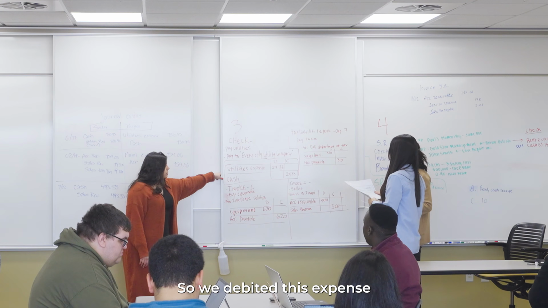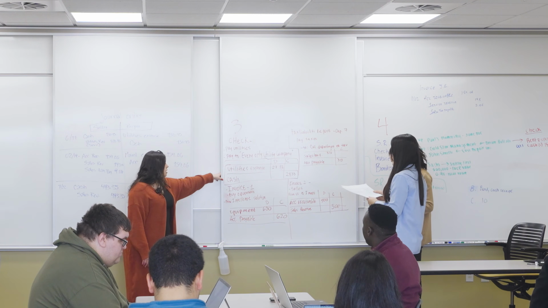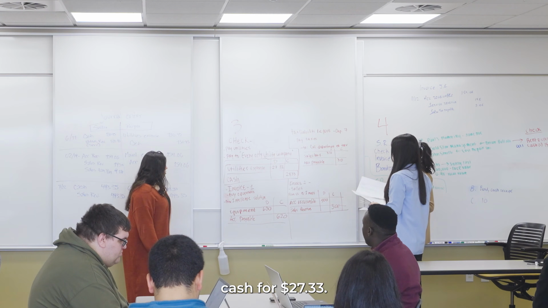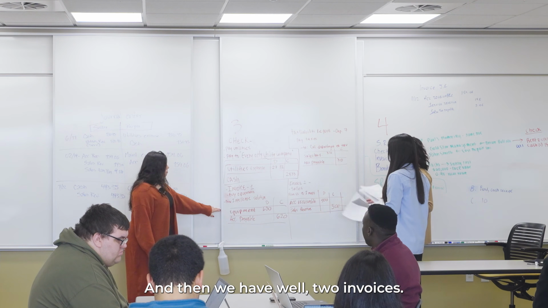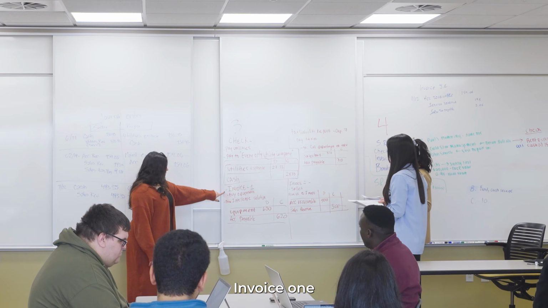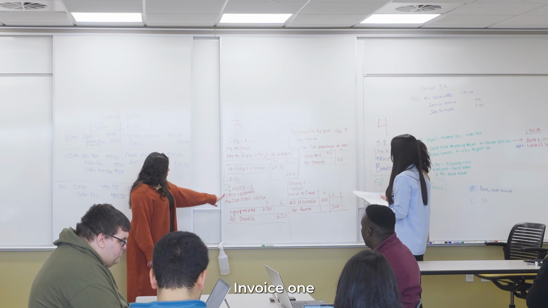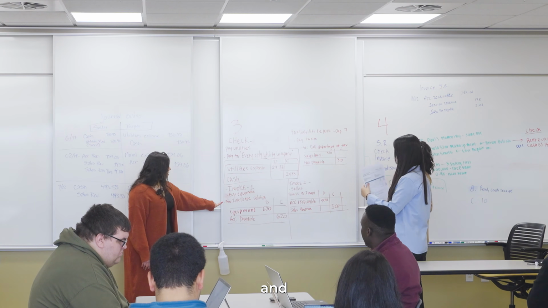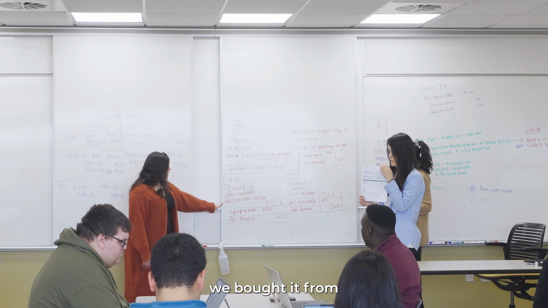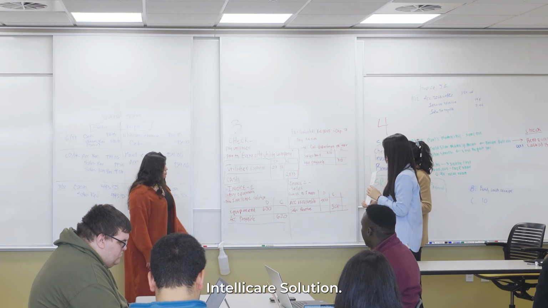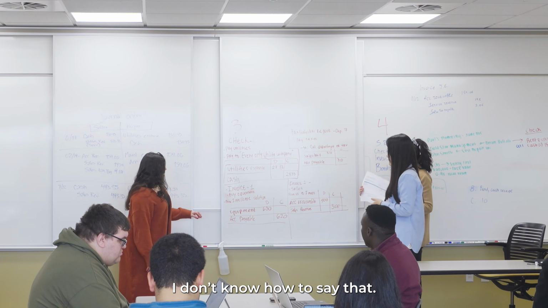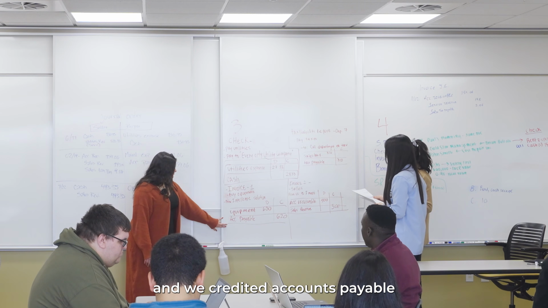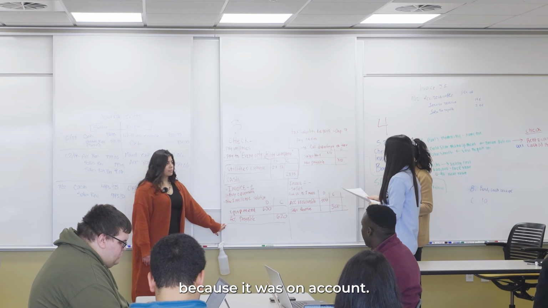So we debited utilities expense and credited cash for $27.33. And then we have, well, 2 invoices, technically. Invoice 1 was used to buy equipment, and we bought it from IntelliCare Solution. I don't know how to say that. For the journal entry, we debited equipment and we credited accounts payable because it was on account.